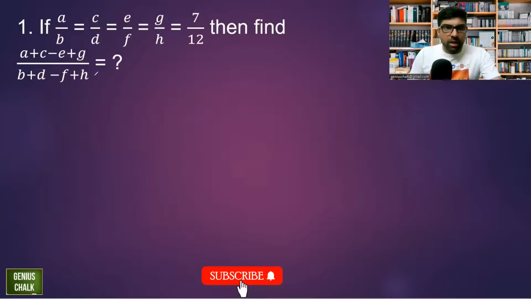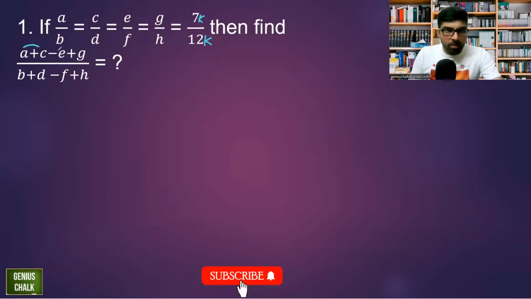Now you can see this question. Here we have A by B equals C by D equals E by F equals G by H equals 7 by 12. Now you can see A by B is as it is, so I can write 7 by 12. Then C by D. If you want to be sure about this, I have taken the example and proved it, but again if you want to prove it by taking some variables, let's take 7k and 5k.